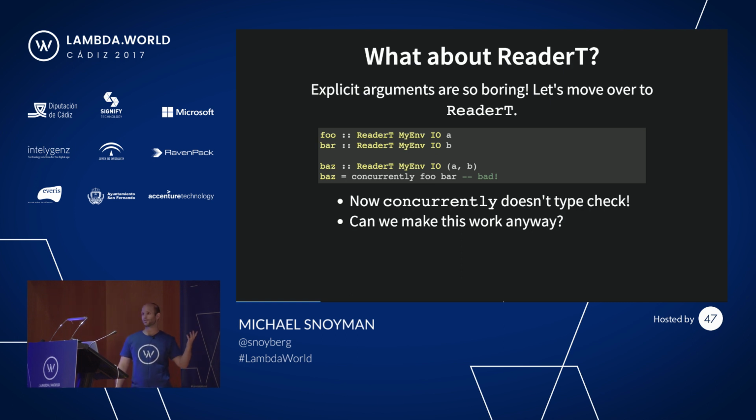And it's going to fail for a very simple reason. Concurrently is expecting you to give it an IO and an IO. Instead, you're giving it a ReaderT on top of IO. So this thing just doesn't type check. So as much as we wanted to simplify things, we've actually made it more complicated. Question is, can we get our baz function to work without having to change concurrently?